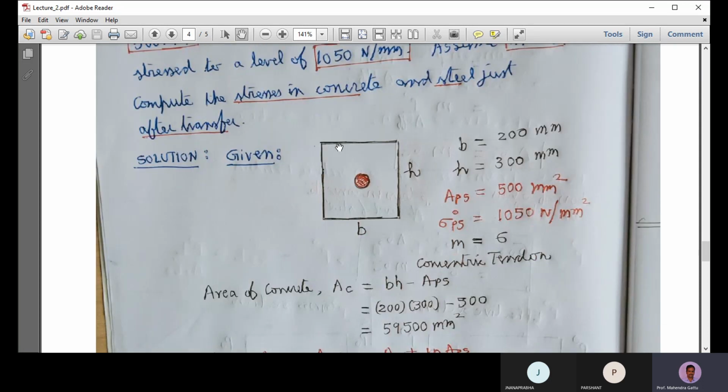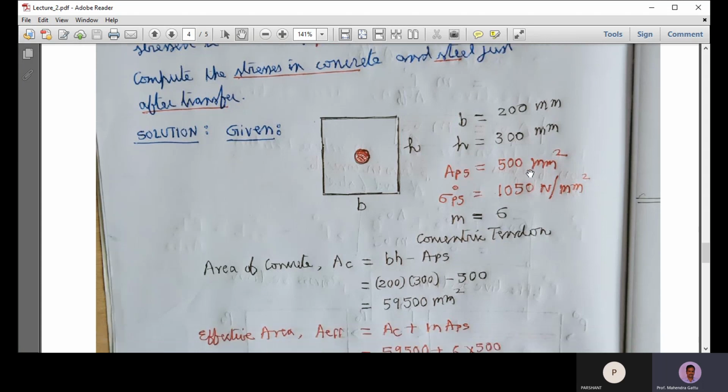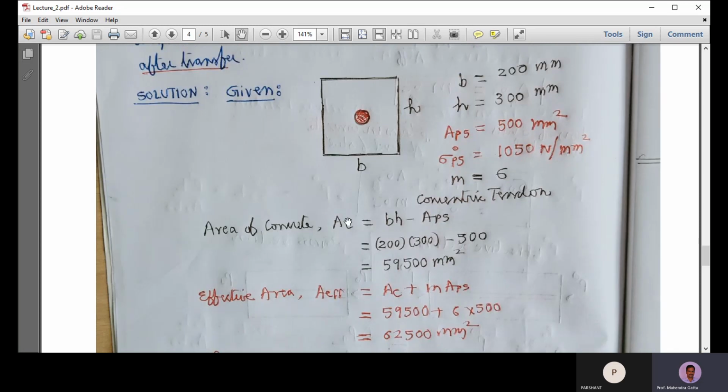So what is given here? We have a rectangular cross section of width b and height h. So b is 200, height is 300, and we have the pre-stressing strand which is provided at the center of gravity of the rectangular cross section. So the area of the pre-stressing steel is 500 millimeters square. Initial stress in the pre-stressing steel is 1050. Modular ratio is 6. So we can find out what is the area of the concrete Ac, which is bh minus Aps. So we have to subtract from the rectangular area the area of the pre-stressing steel. That will give the area of the concrete.